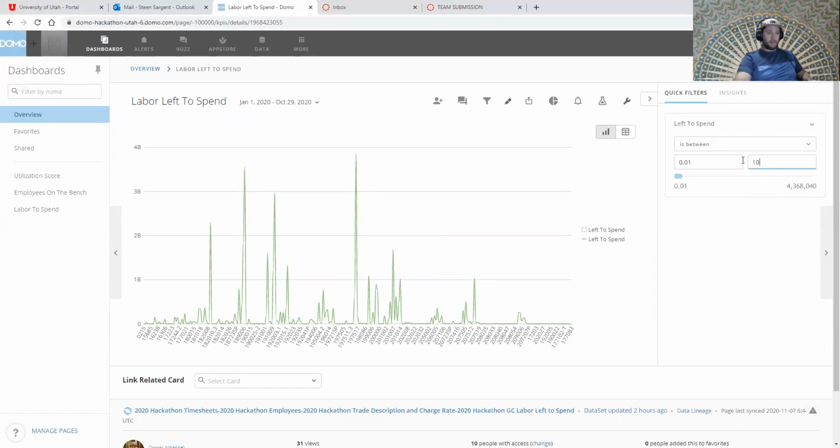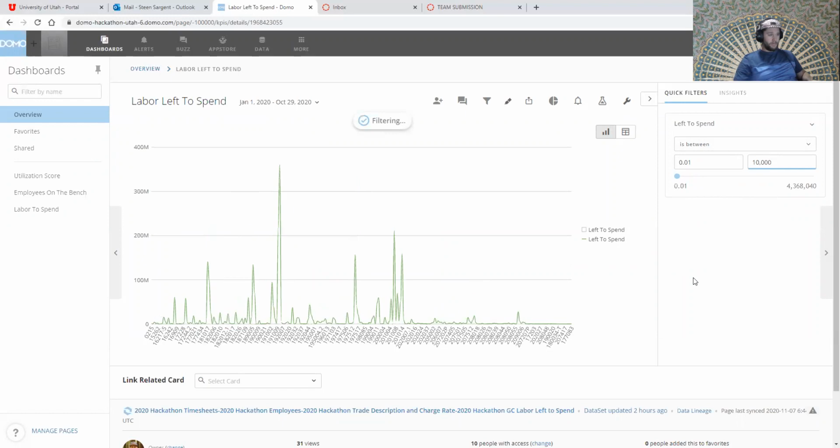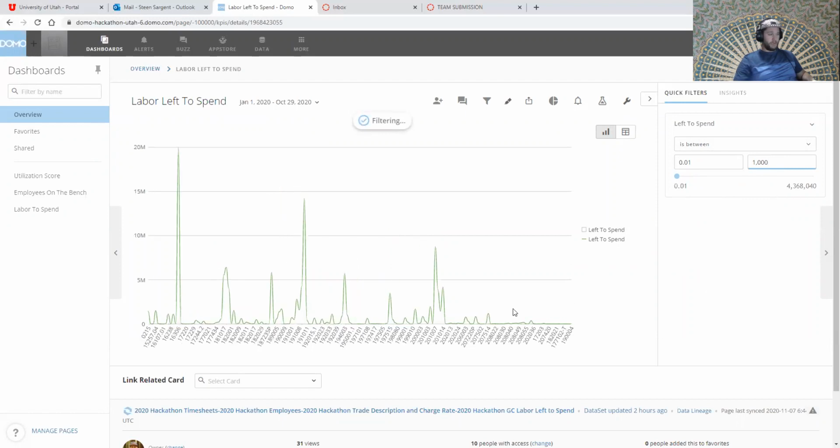you can go even smaller, down to 1,000 on the labor left to spend. These would potentially be jobs where the labor wouldn't necessarily require all of these employees, and they would probably be on the bench and need to be moved to other ones.